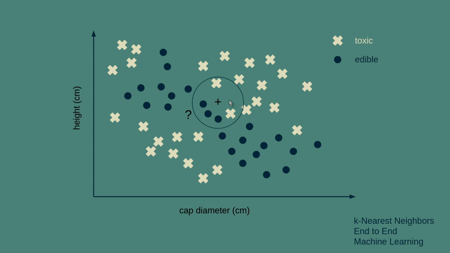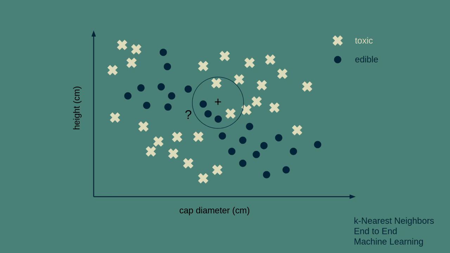It technically includes 3 edible mushrooms and 2 toxic mushrooms, so it should be classified as edible. But if I'm looking at that, I'm thinking maybe that's going to be toxic. That's close enough to the rest that it might be toxic. So this is an example of where you may want to choose a different solution than a majority vote to determine your classification. That's a separate topic. We'll dive into that more in a later video.